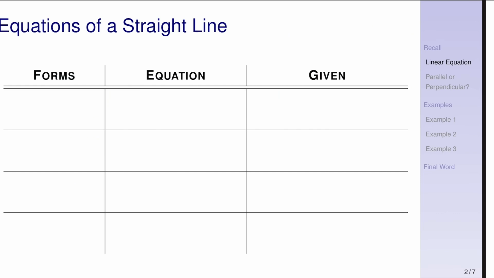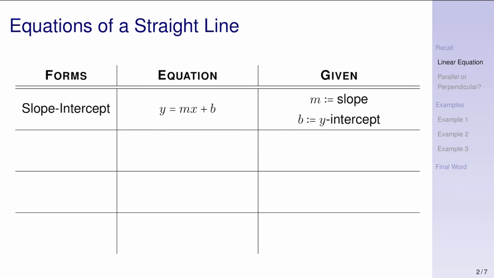The first one is the slope-intercept form. It is given by y equal to mx plus b, wherein m represents the slope and b represents the y-intercept. If you don't know, the y-intercept is, graphically speaking, the point where our line intercepts the y-axis. To obtain that one, all you need to do is to set x equal to 0.